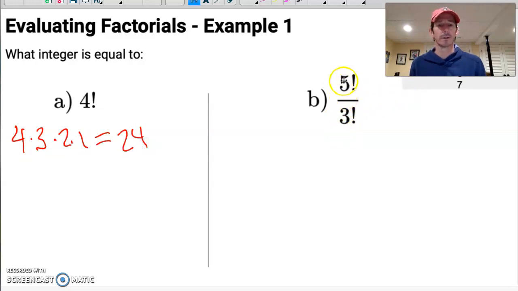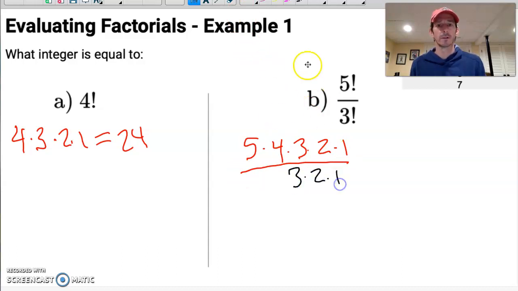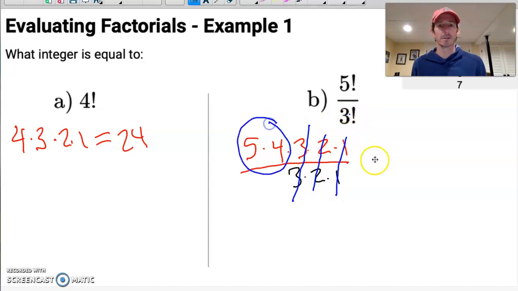Now what if I do this? I'm not allowed to divide these. 5 factorial is literally 5 times 4 times 3 times 2 times 1. Eventually I'm going to stop writing that 1. 3 factorial is 3 times 2 times 1. So notice what happens when I'm dividing factorials: there's some repetition, and 3 divided by 3 is 1, 2 divided by 2 is 1, 1 divided by 1 is 1. All that's left is this. So this actually equals 20.